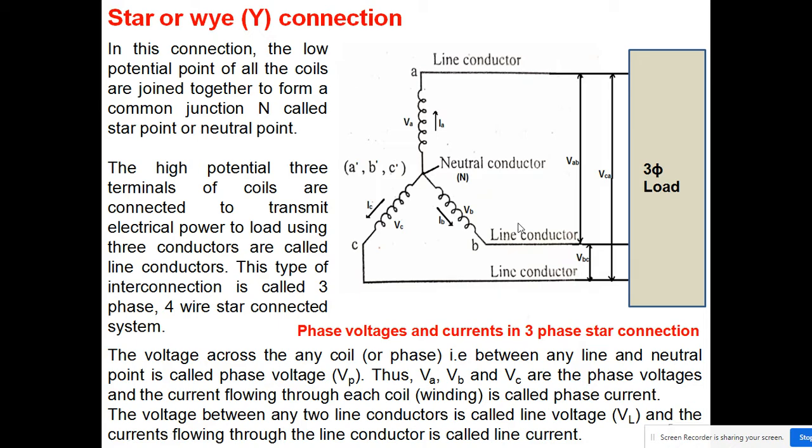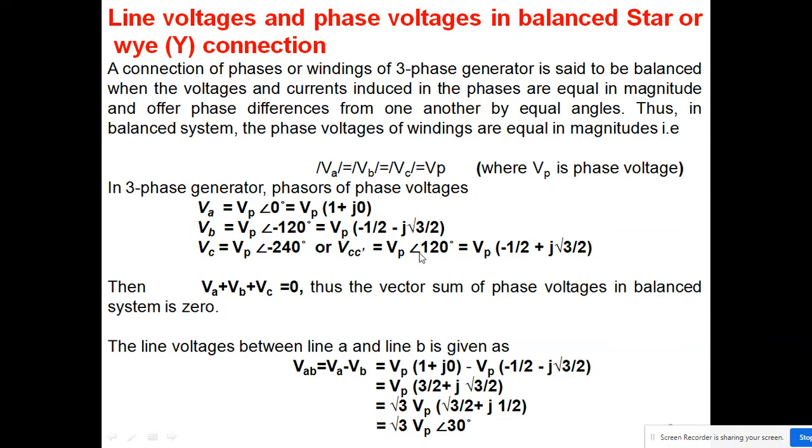And the current flowing through these line conductors, we will see that this current and this current are equal when we talk about the current connections there. So this one is the line current here, ia. This is also a line current, and this is also a line current. So what is the meaning of the line current and line voltage? Phase current and phase voltage we have seen in this diagram.